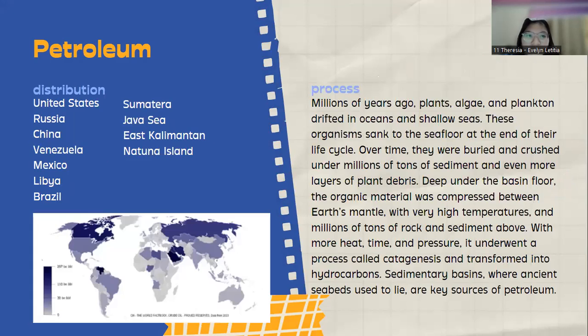So the distribution in the world, there's in United States, Russia, China, Venezuela, Mexico, Libya, and Brazil, while in Indonesia, in Sumatra, Java Sea, East Kalimantan, and Natuna Island.